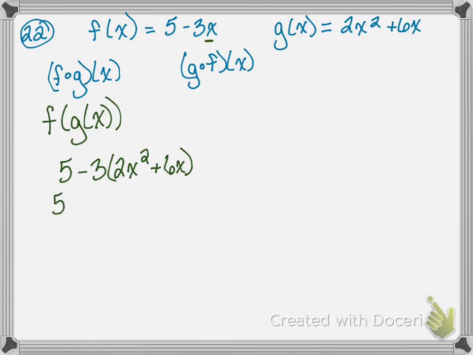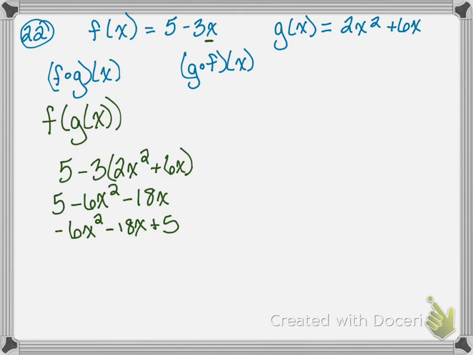So I have 5 minus 6x squared. Then I have negative 3 times 6x. So I've got negative 18x. So traditionally, your variables are written in descending degree. So I have negative 6x squared minus 18x plus 5. It doesn't make it wrong if you don't put your exponents in descending order. That's just traditionally how it is.